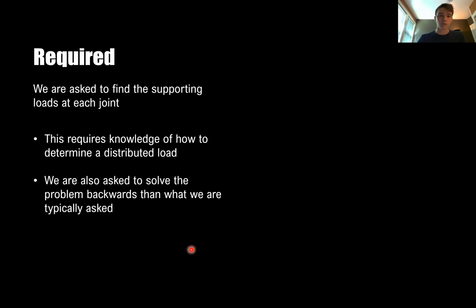So what's required? We're asked to find the supporting loads at each joint. And we're asked to define a distributed load, which means we need to know how to calculate that. And we're asked to solve this backwards from what we're used to.